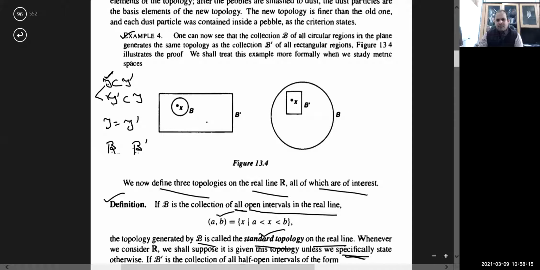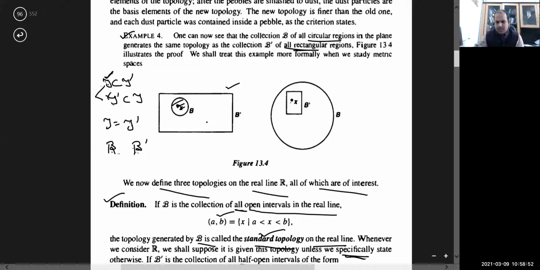For example, suppose we have the collection script B of all circular regions in the plane, and earlier we have seen, I have already discussed, that they are going to generate the same topology as the collection B dash of all rectangular regions. Why? Because around each x belonging to X, in all those rectangular regions containing this x, one can always have a circular region around this x which is sitting inside this rectangular region. And the same I can do here.